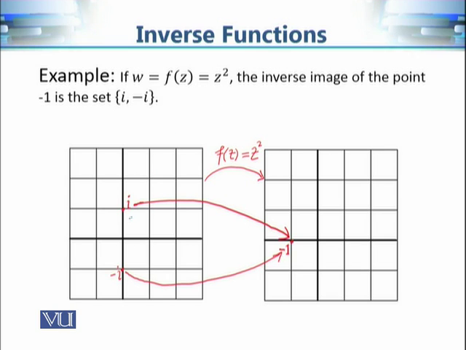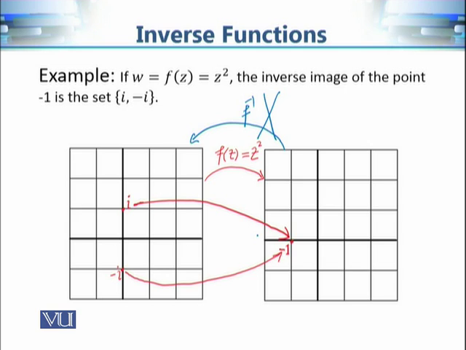Now in this case, the image of iota and minus iota is -1. So when we try to find the inverse function or inverse procedure of this function f, which we normally represent by f raised to power -1, it is not possible. So why is it not possible?